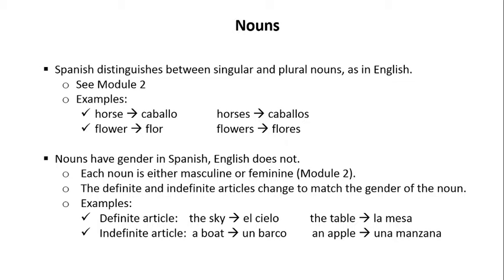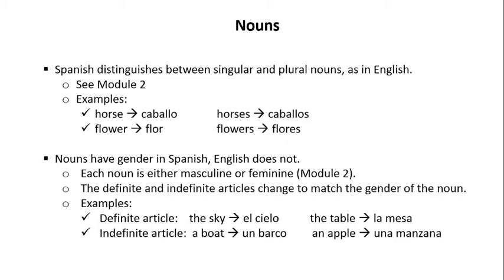Now nouns have gender in Spanish. English does not. Each noun is either masculine or feminine. Please see Module 2 for more details on this. Now, additionally, the definite and indefinite articles change to match the gender of the noun. Some examples are as follows. An example of the definite article, the, is as follows.